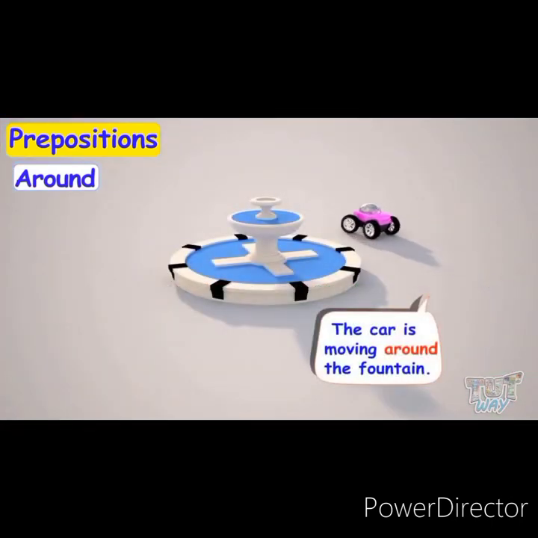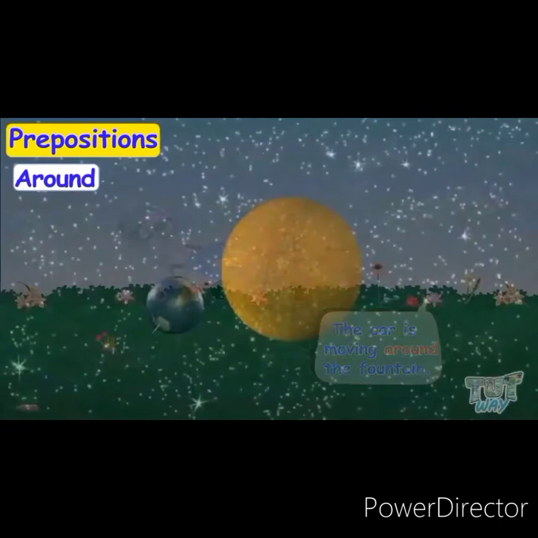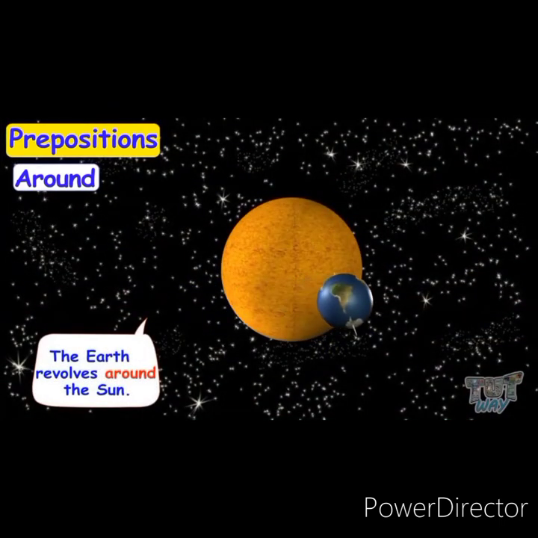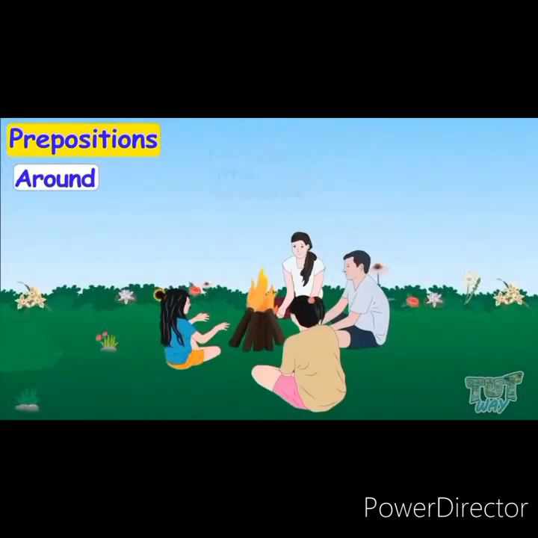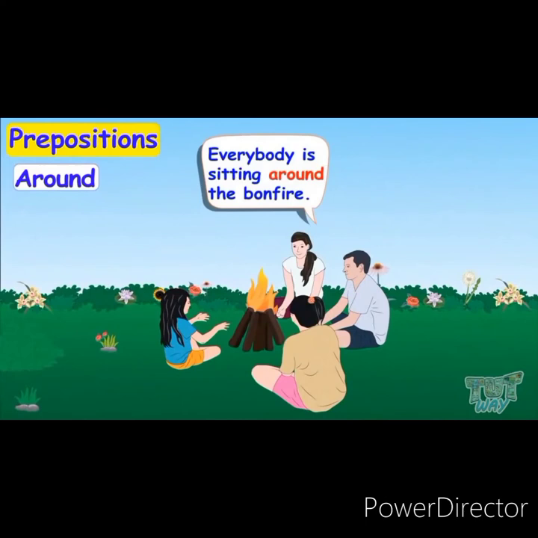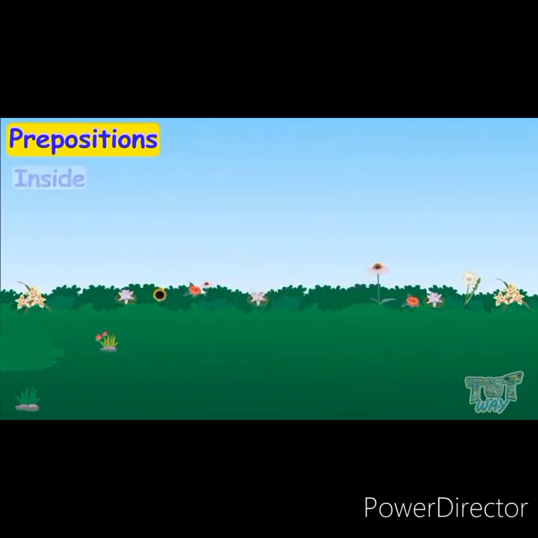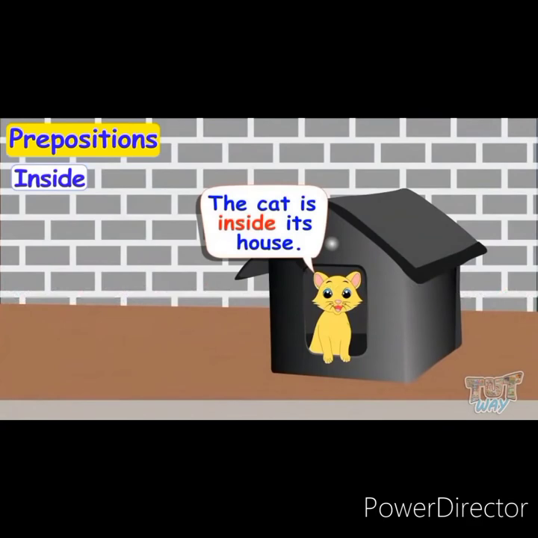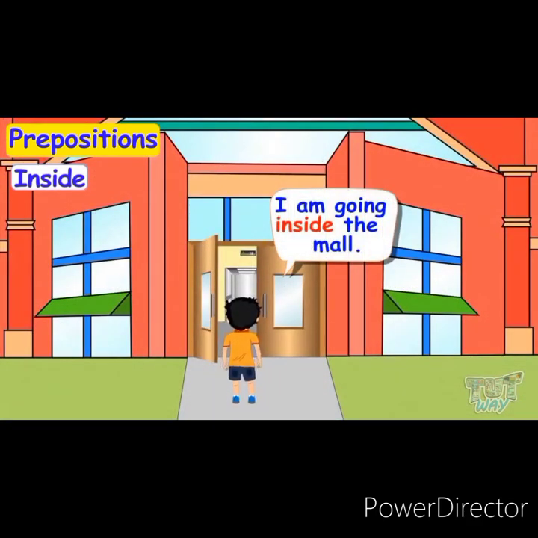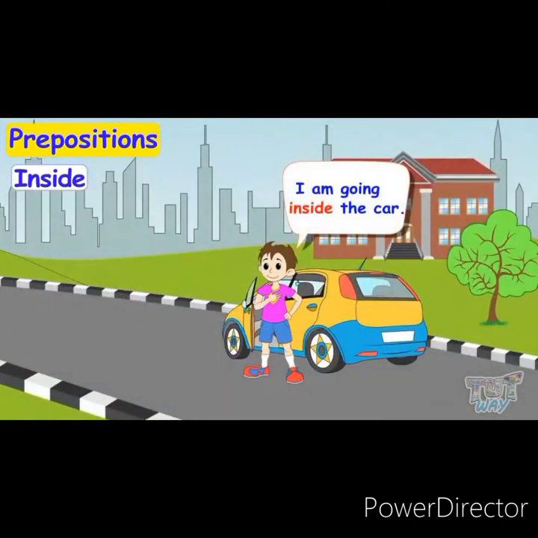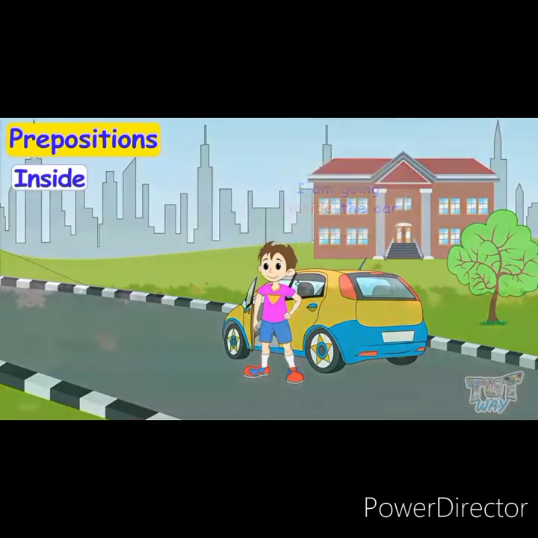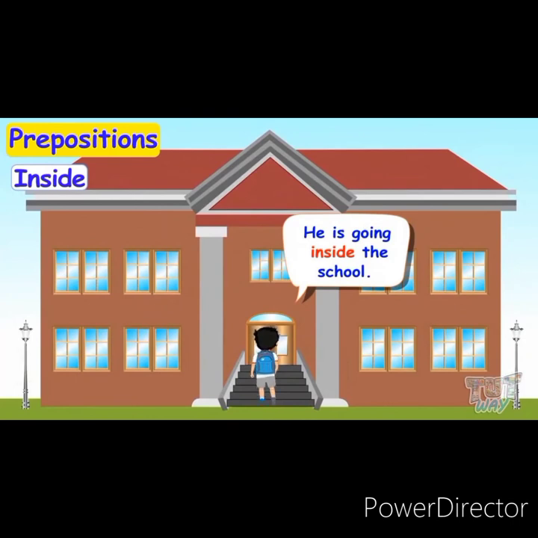Now we will understand the preposition around. The earth revolves around the sun. Everybody is sitting around the bonfire. Now the preposition inside. The cat is inside its house. I am going inside the mall. I am going inside the car. He is going inside the school.